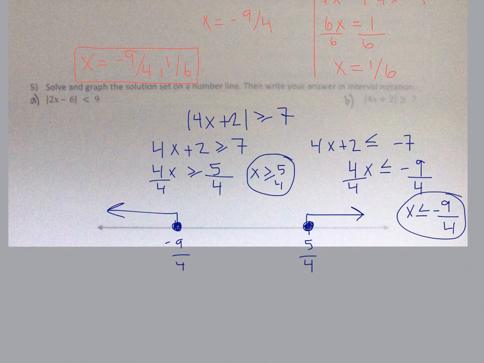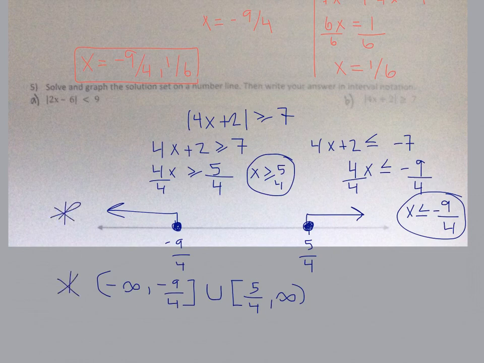Now we need to write the interval notation for the solution. So we are going to go from negative infinity to negative 9/4, a bracket because we can be equal to. And then we're going to put a U, which means it can be the first interval or the second, so it's a union, 5/4 to infinity. The graph and the interval notation are the two things that they want in your answer. So that would be our solution.